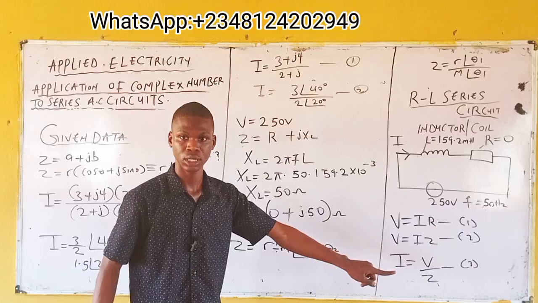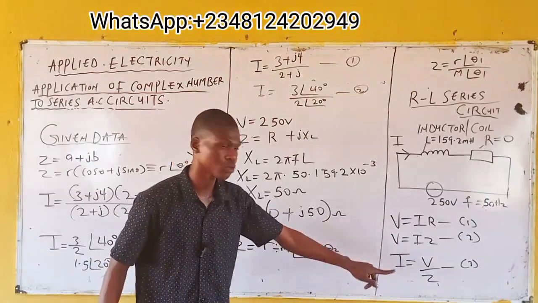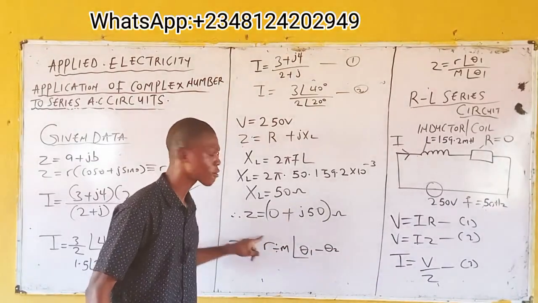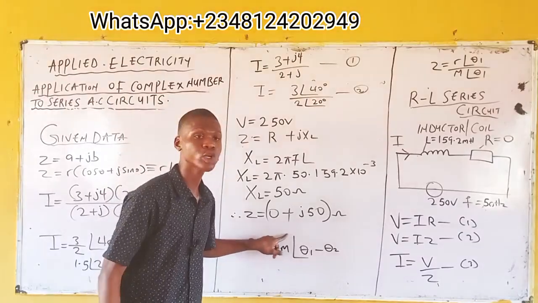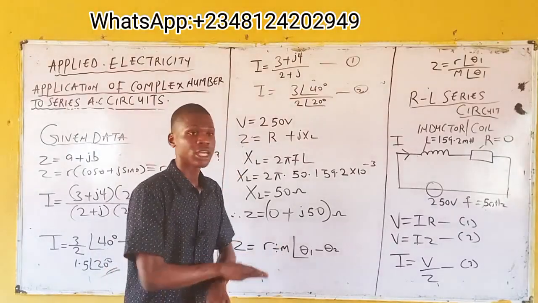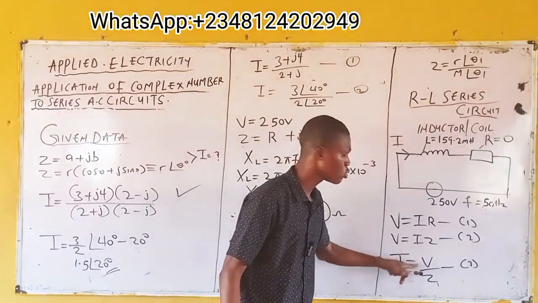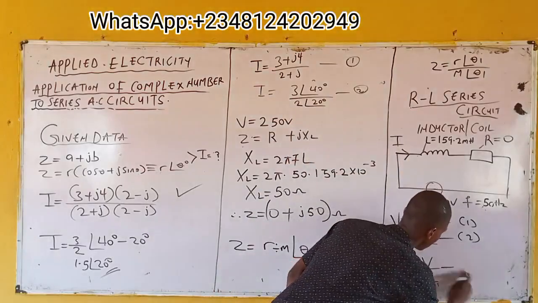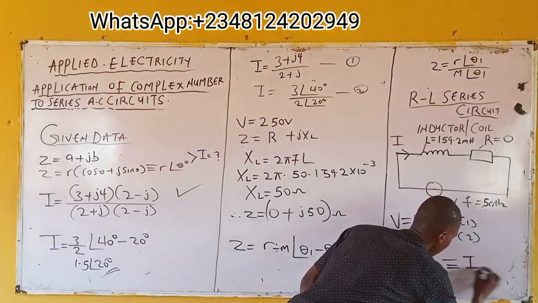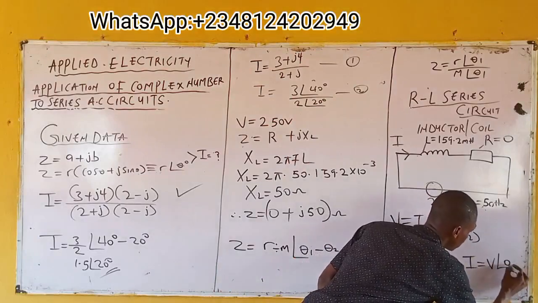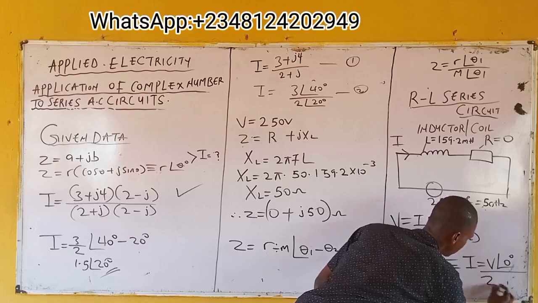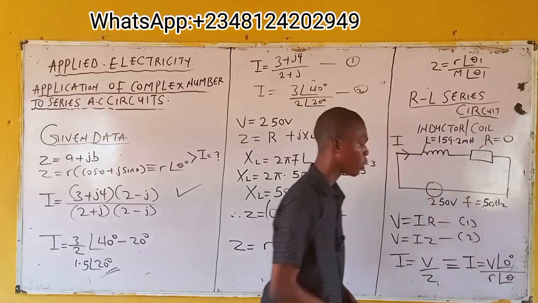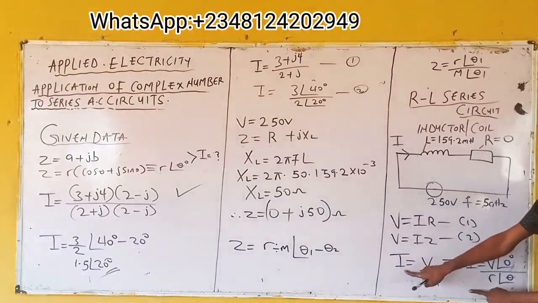Are you getting me? Why do you think I can use it directly in equation 3? Because it's already in rectangular form. And at the same time, I can convert to polar form. But I said to always convert to polar form. Now, it's much easier. Since you are converting equation 3 to polar form, you can write equation 3 as I equals v at 0 degree all divided by r at theta.